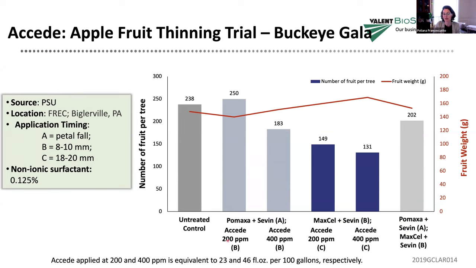When Accede was applied early after NAA product at bloom, you don't get too much efficacy at that early stage. And then ACC applied after Maxcel applications during the 8-12 millimeters, you see more efficacy from Accede at the later stage. So it's going to be another tool in your box for your thinning program.